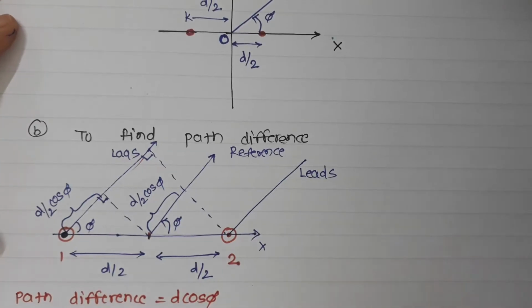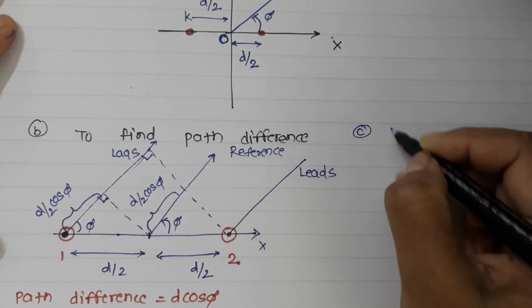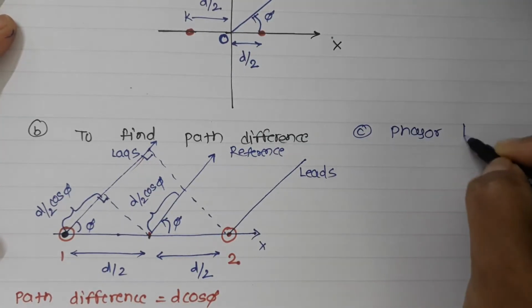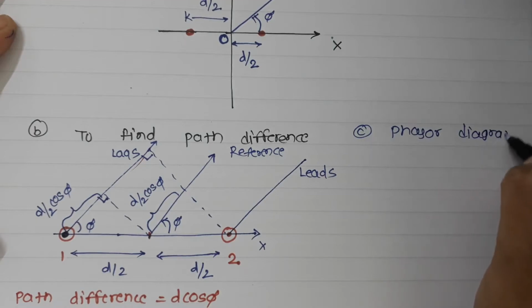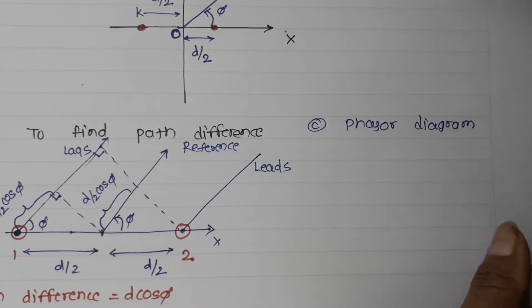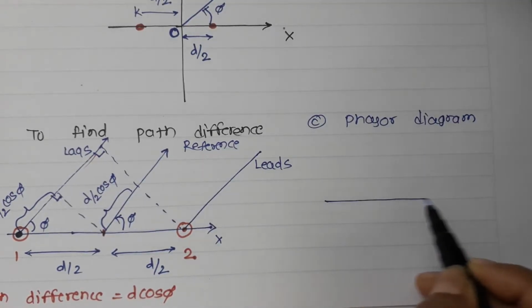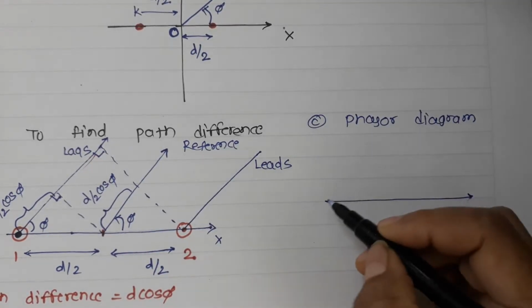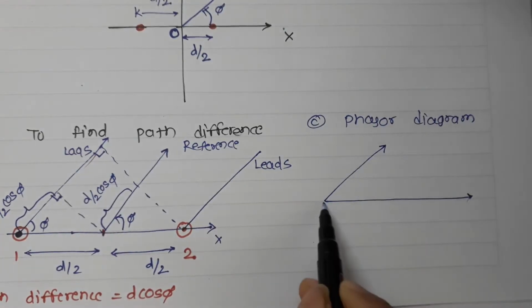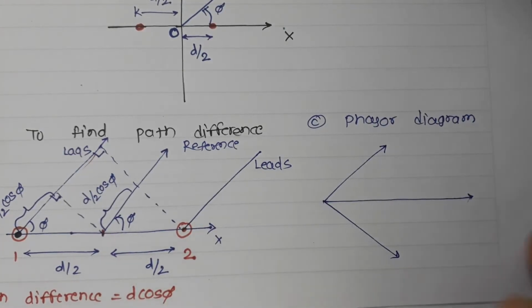Now, here the third one is how I am going to get a phasor diagram for this one. So let us talk about the phasor diagram for two elements. The phasor diagram can be drawn like this. So I'm talking about the phasor diagram for the two element array. This will be my reference. This is my first element, this is my second element.